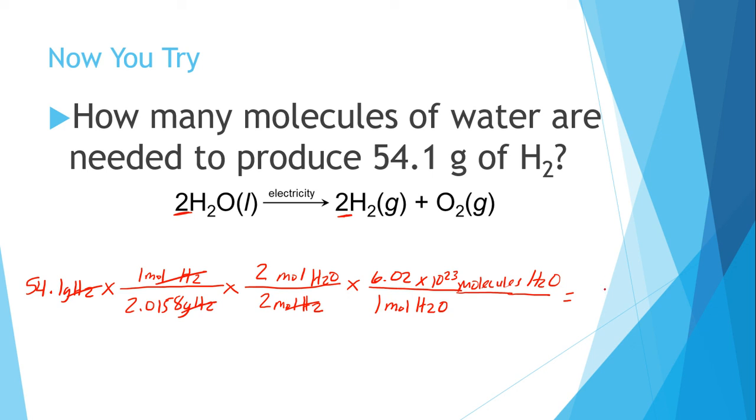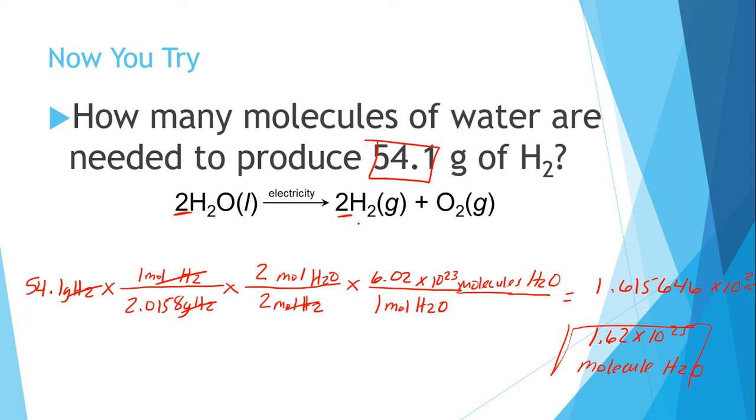When we solve this, you get 1.615646 times 10 to the 25th. Again, you can only have 3 sig figs because I have 3 sig figs in the beginning, so 1.62 times 10 to the 25th molecules of H2O. So how'd you do?